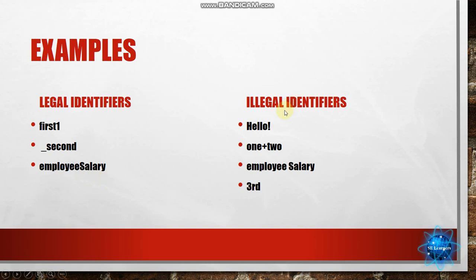camel case is also allowed in identifier names. In illegal identifiers, special characters cannot be used in a variable name, meaning exclamation mark, plus, minus, question mark, and all that. Space is not allowed in the identifier name. This is illegal. And as I've told you here, a digit can be used but not in the beginning of the identifier name.